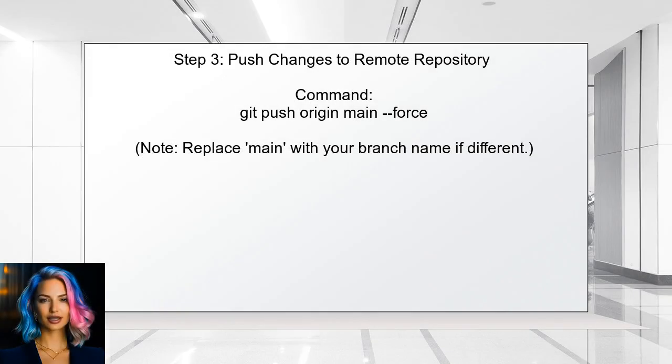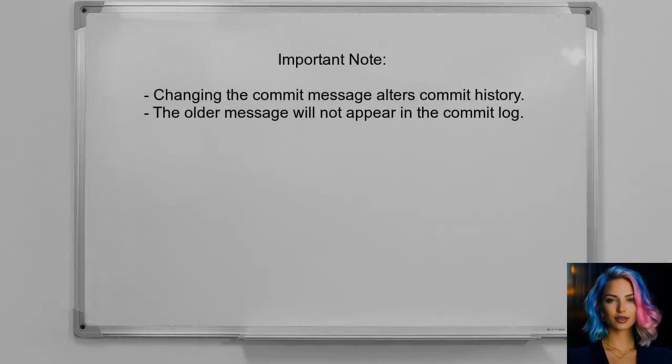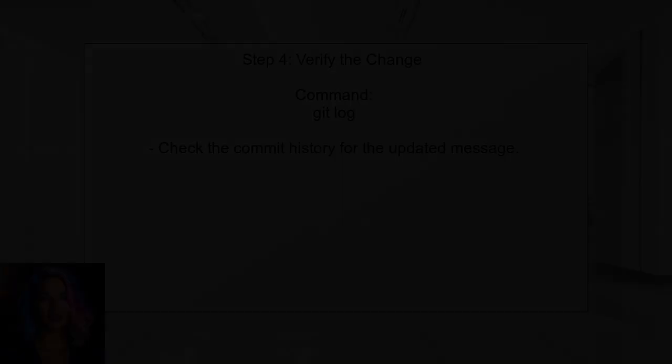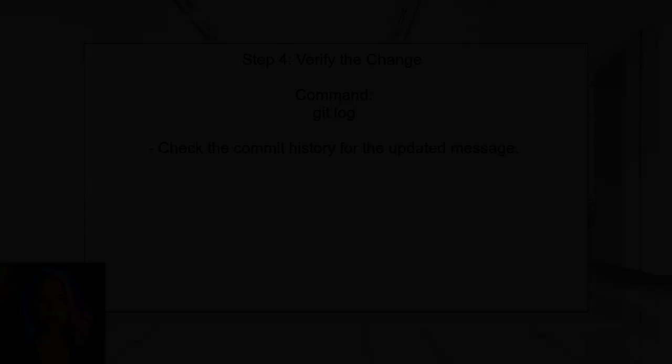After amending the commit message, the user needs to push the changes to the remote repository. Since the commit has already been pushed, they will need to force the push using git push origin main --force. It's important for the user to understand that changing the commit message will alter the commit history. The older message will no longer be shown in the Git commit history. Finally, the user can verify the change by running git log to see the updated commit message in the history.